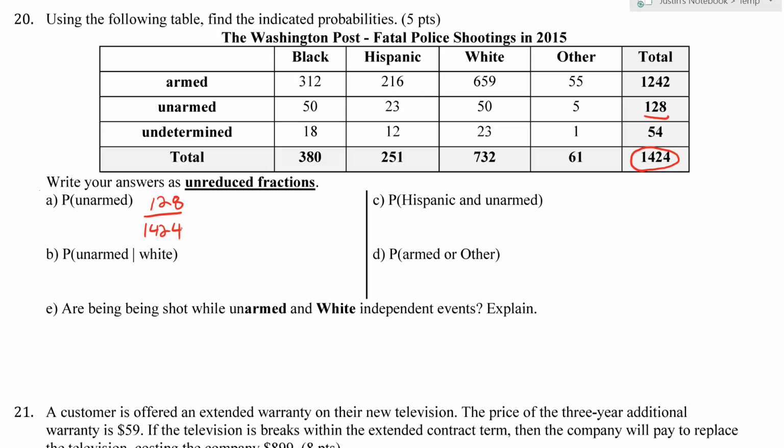Next, for letter B, what's the probability of unarmed again? But this time, they're giving us that it's someone who is white. So we have probability of unarmed given white. Since this is what's given, it's only out of those people. So we can ignore everyone else. No one else matters here. We're only looking at these people here since we know it's someone who's white. And out of those 732, how many of them were unarmed? Well, we see there are 50 of them. So this would just be 50 out of 732. So notice when something's given, that changes our denominator.